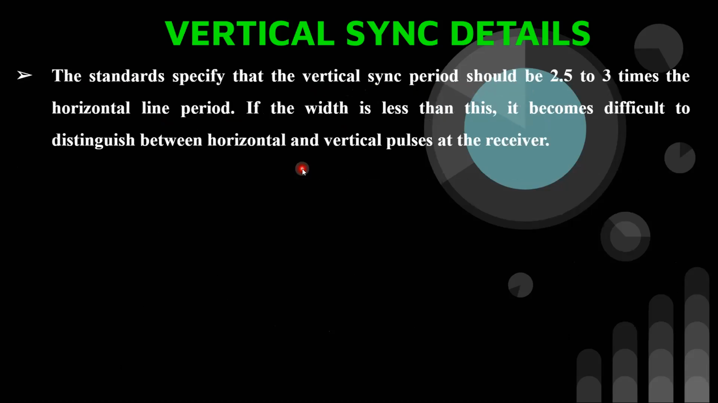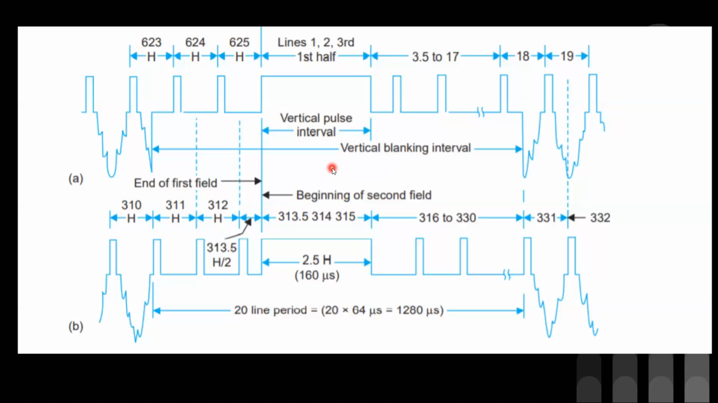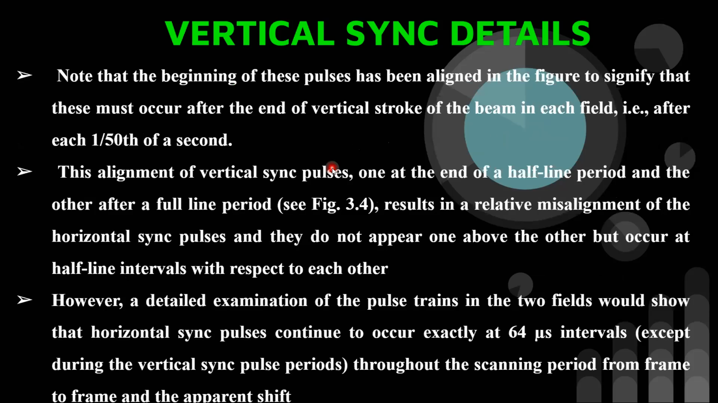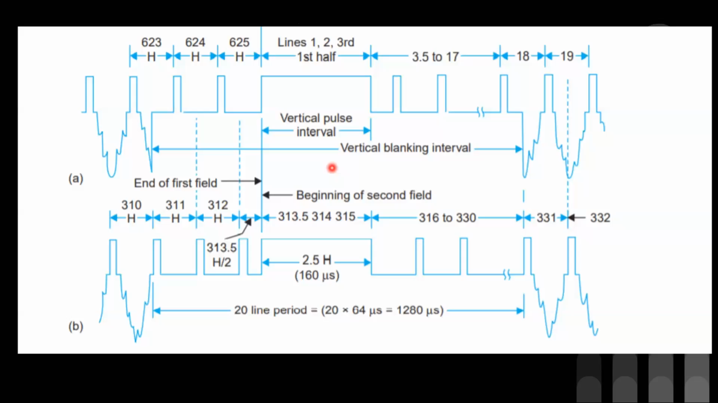So this vertical synchronization pulse, whatever you are watching here, so the basic vertical synchronization is added at the end of both even and odd fields as shown here in 5.4. So the width has to be kept larger than the horizontal synchronization pulse.